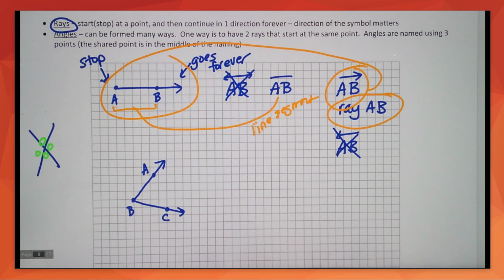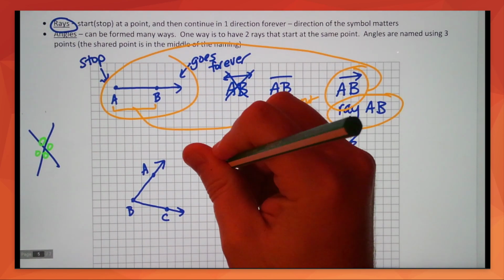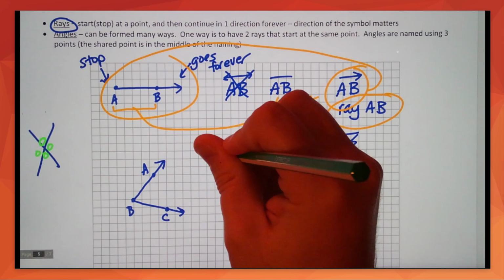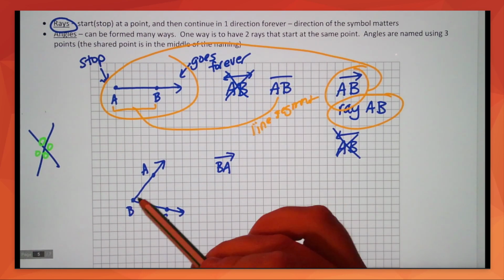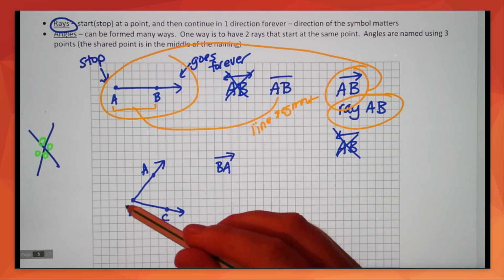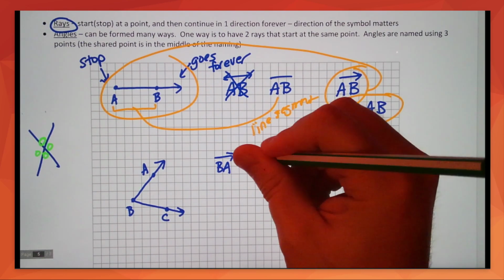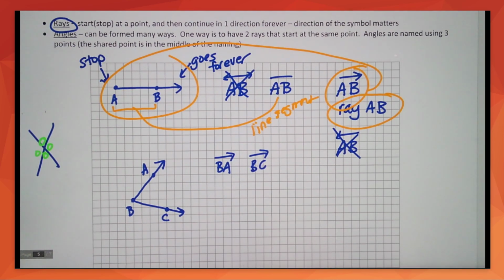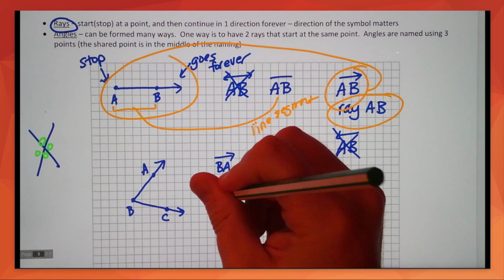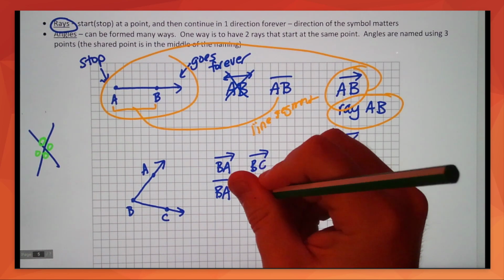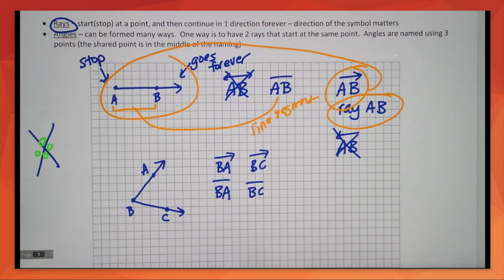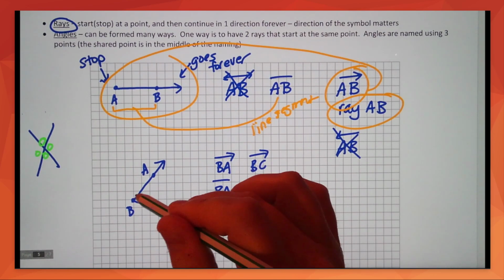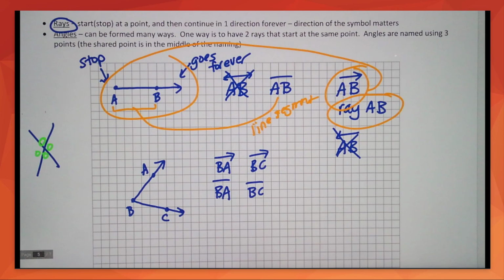So let's describe the figures that we see here, okay? So we have BA, that would be this ray right here from B to A. And then we also have BC, that's a ray, okay? That goes from B to C, well, B, C, and forever. You could also talk about the line segments. You have BA as a line segment, and you have BC as a line segment. And those pieces would just be from B to A or from B to C.